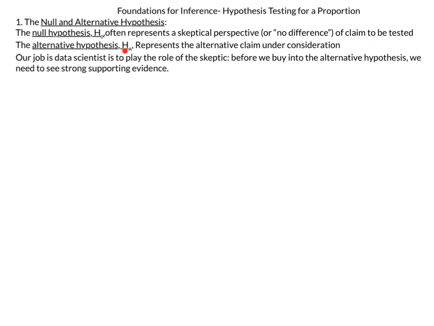And then the alternative hypothesis represents the alternative claim under consideration, and our job as a data scientist is to play the role of the skeptic. Before we buy into something new and exciting, we want to see some strong supporting evidence before we disrupt our status quo. And as I alluded to in my introduction, we don't really choose the alternative hypothesis as what's necessarily new and exciting or what we're rooting for. It's the one that we're going to be skeptical of.